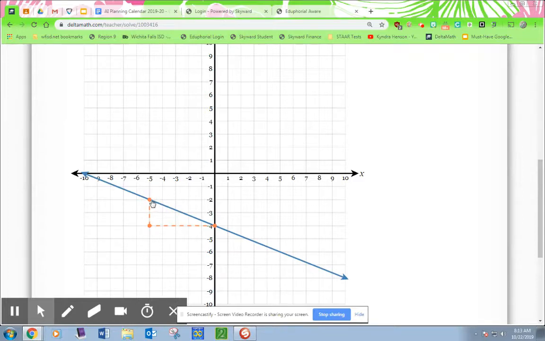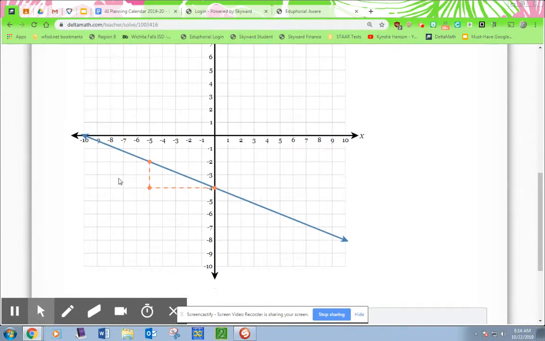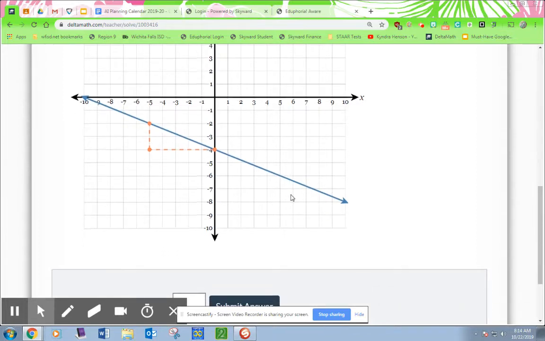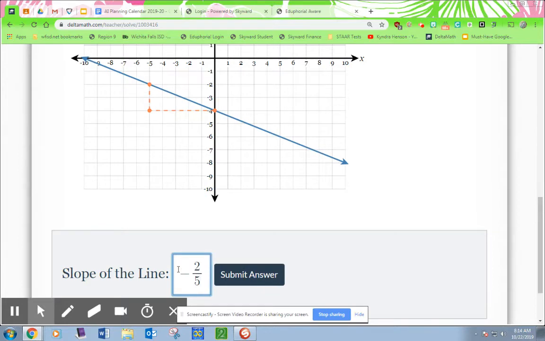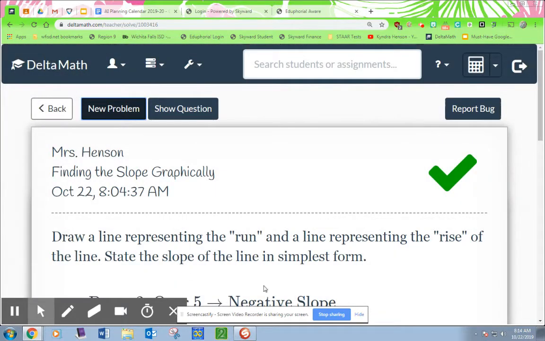Okay, how many did I end up dropping? 2. How many did I end up running? 5. Can 2 over 5 simplify? No. And is this line positive or negative? So all you've got to do is negative 2/5, and then you get it right. Does that make sense how you do your paper? You only have 15 questions. Okay, if you need help, ask.